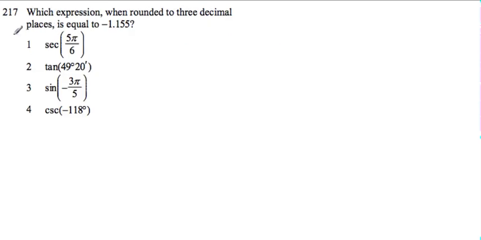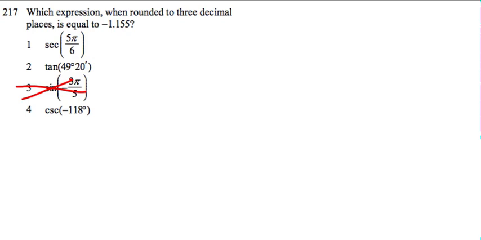Alright, let's look at 217. Which expression, when rounded to 3 decimal places, is equal to this one? Basically, we realize that it cannot be sine, because in order for it to be the sine, the value has to be between 1 and -1. So we're just going to cancel this one out. Then let us try to tackle each one of them by plugging into the calculator. Secant means 1 over cosine.